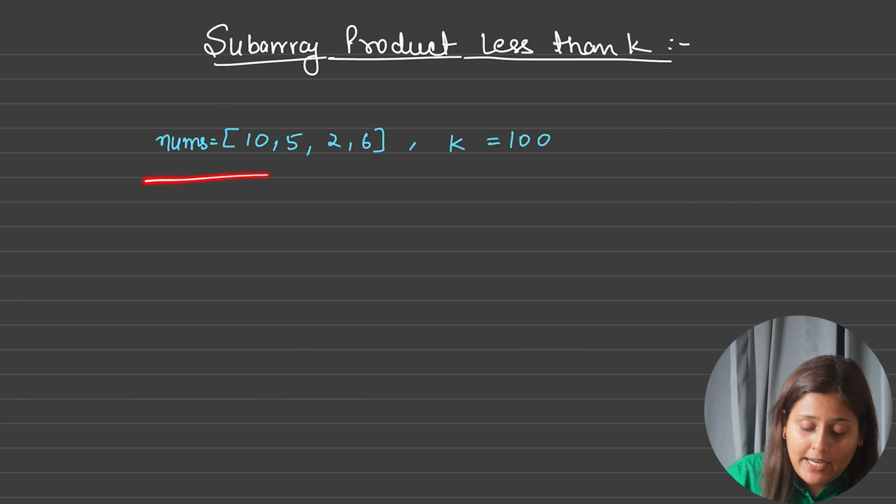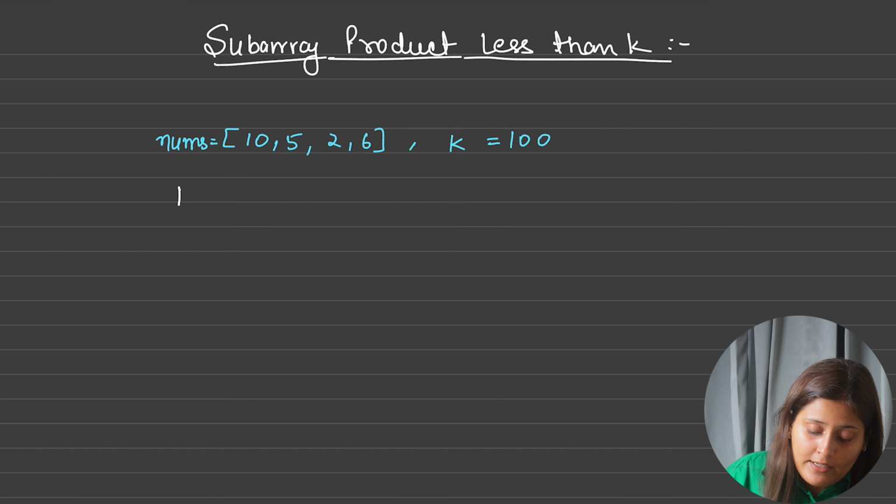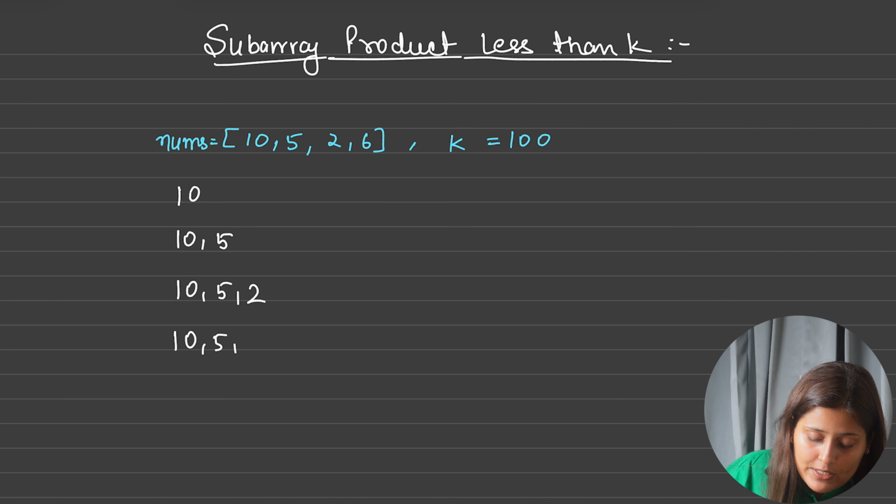Now here is our nums array and it is asking us to find the number of such subarrays whose product is less than k. So first let's see how many subarrays we can make here. The first subarray will be 10, the second subarray will be 10, 5, the third subarray will be 10, 5, 2, the fourth subarray will be 10, 5, 2, 6.